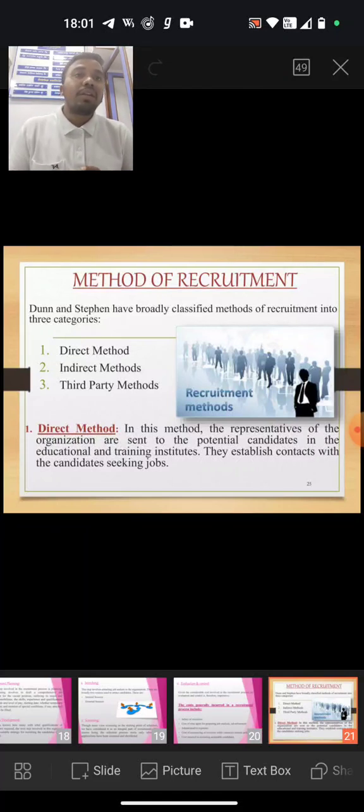In this method, representatives of the organization send potential candidates to the educational and training institutes they have established contact with, where candidates seek jobs.